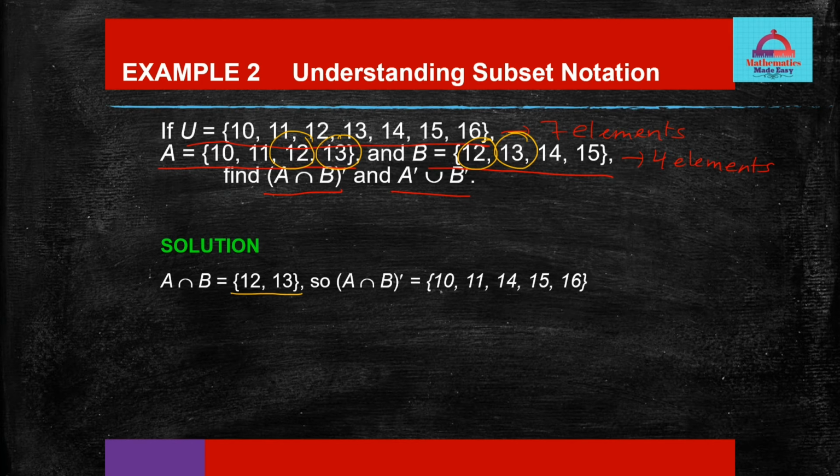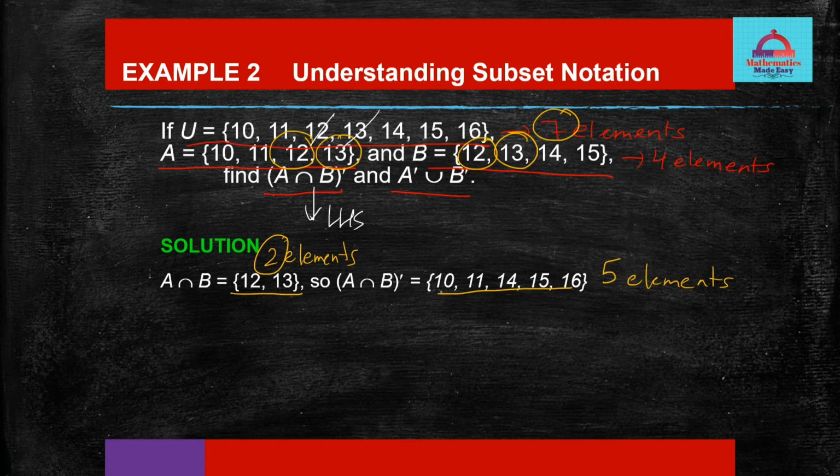Now you need to take the complement. To take the complement, by definition, you need to subtract it from the universal set. That means from the 7 elements, you are subtracting 2 elements. So it will have 5 elements in the complement set. So for A intersection B complement, you're just removing 12 and 13. If I remove these 2 elements, 12 and 13, I'm left with 10, 11, 14, 15 and 16. So this is your left hand side. It has 5 elements. Let's now calculate the right hand side.